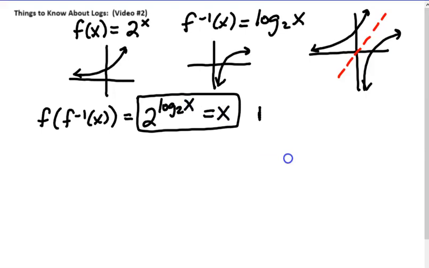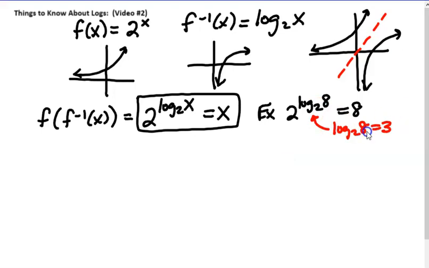An example of this would be 2 to the log base 2 of 8 equals 8, because log base 2 of 8 equals 3, 2 to the third equals 8, so 2 to the third equals 8. And this will be true no matter what those values of x are, as long as the two bases match. So those two bases could actually be any number as long as they're the same base.